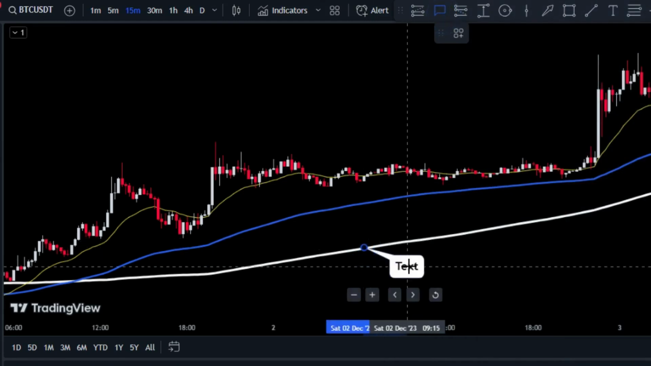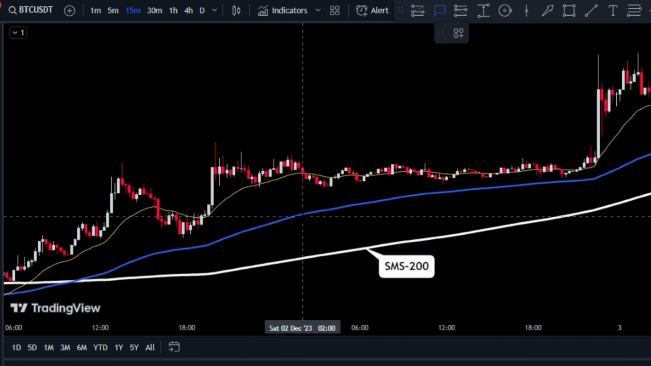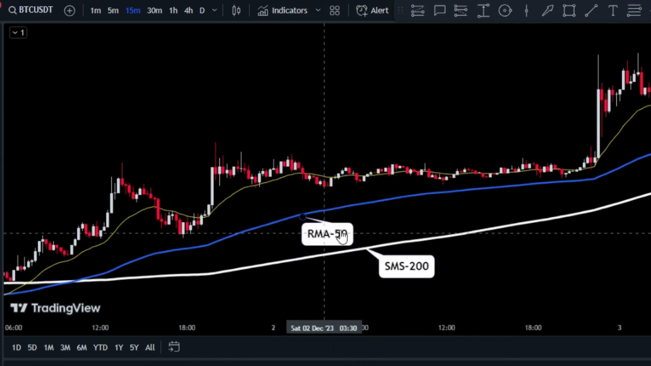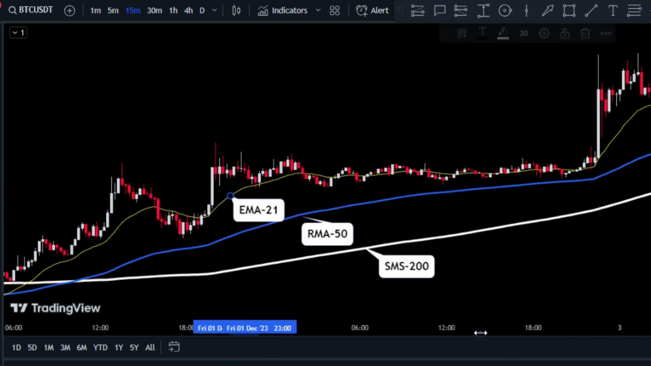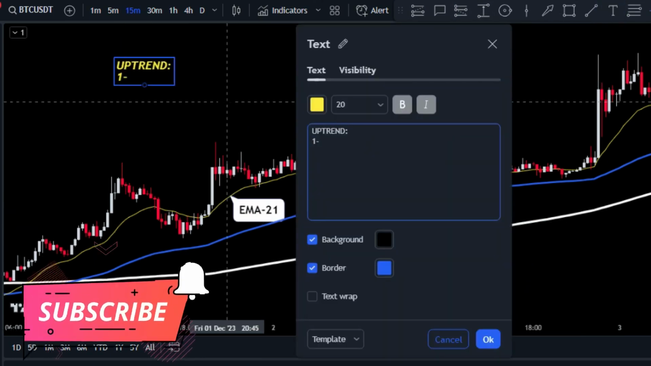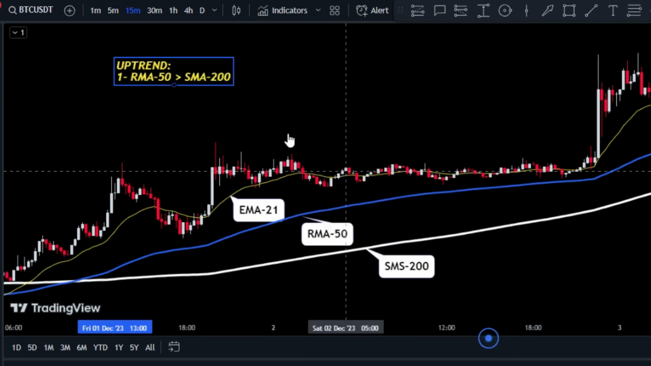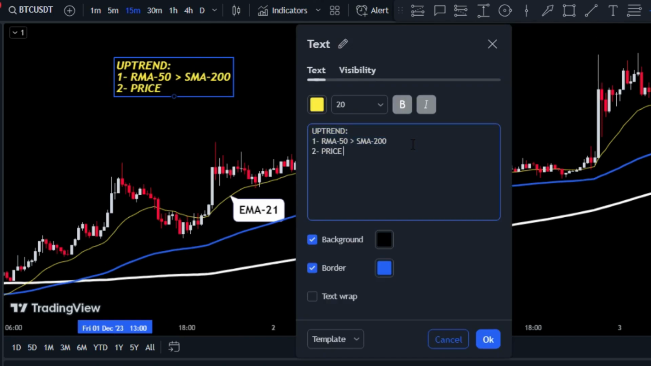On our chart, we have 3 types of moving averages: SMA 200, RMA 50, and EMA 21. It's important to note that these tools can help us pinpoint the market trends with a high degree of accuracy. For instance, if the RMA 50 is positioned above the SMA 200 and the price candles are also hovering above both of these lines, we can confidently say that the market is on an upward trend.